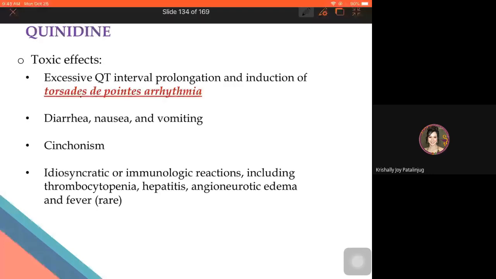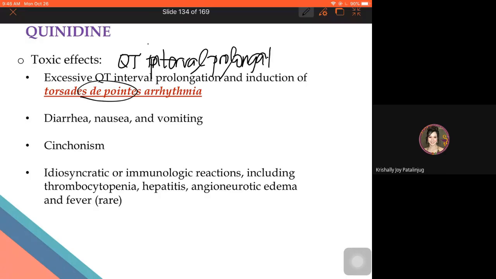Ang patient kapag may Torsades de Pointes, ang makikita natin sa ECG, sa electrocardiogram niya, is nagdo-dominate ang QT interval. Nagkakaroon ng QT interval prolongation. Or simply, there is, yung QT interval predominates.